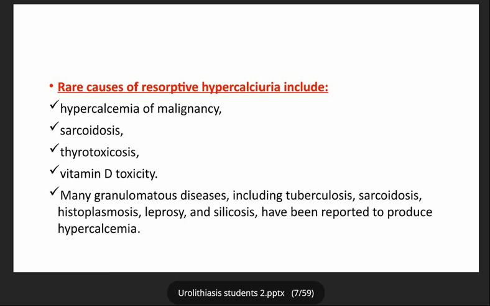It's actually parathyroid hormone related protein, PTHrP. And this substance acts like parathyroid hormone, and it moves calcium from the bone to the blood, and it's secreted from the tumor cells.